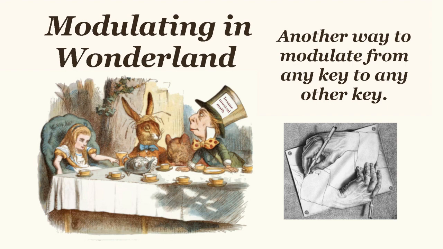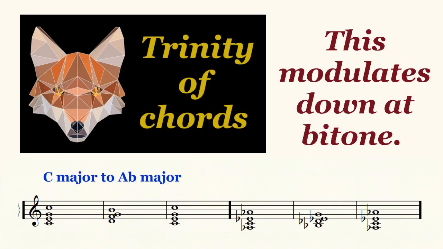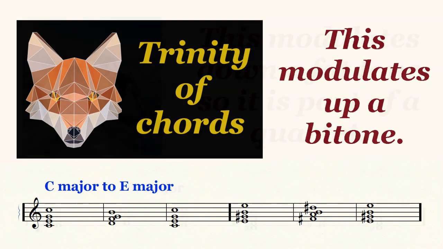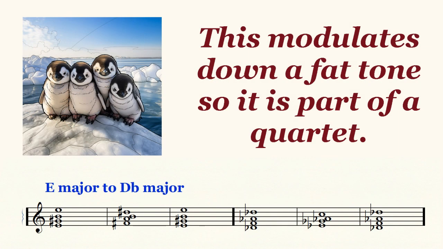Now comes the rabbit hole. We want to learn how to start off in C and go to anywhere. For instance, let's go from C to A flat. Now, let's go from C to E. We started in C again, but we went to two new places.